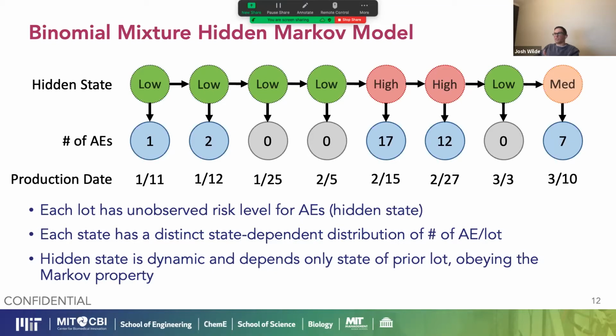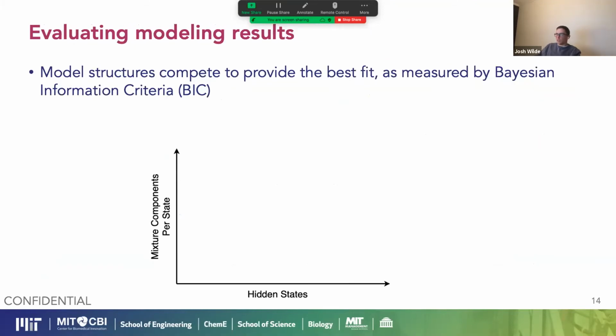And so our estimation procedure is going to learn not only the parameters that govern the binomial mixture distributions for each state, but it will also learn the transition probabilities between these states. And it's in interpreting these probabilities and the state distribution parameters that we can infer some structure about the system and allow us to understand if there is this sort of serial dependence in adverse event rates. And so this is what we're going to look for as we look at the fit of our model.